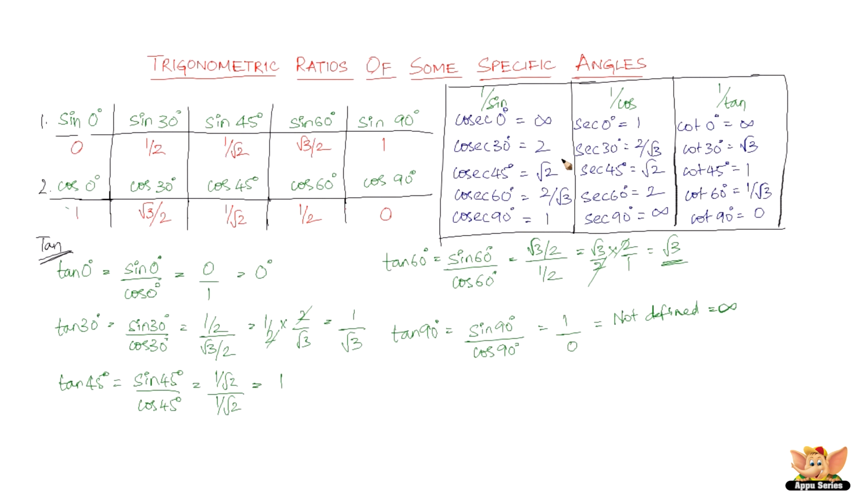So that's it in this video. Now in the forthcoming videos, what we'll do is we'll just solve problems such that we just have to substitute the values of various ratios of some specific angles, such as 45, 60, 90, 0, and 30, and so on. So see you in the forthcoming videos.